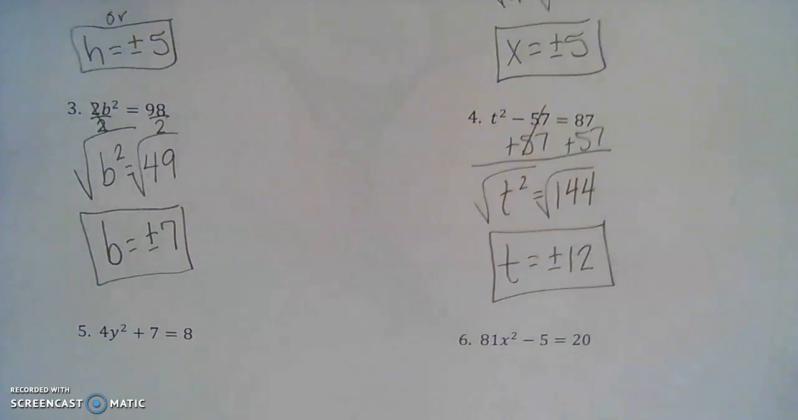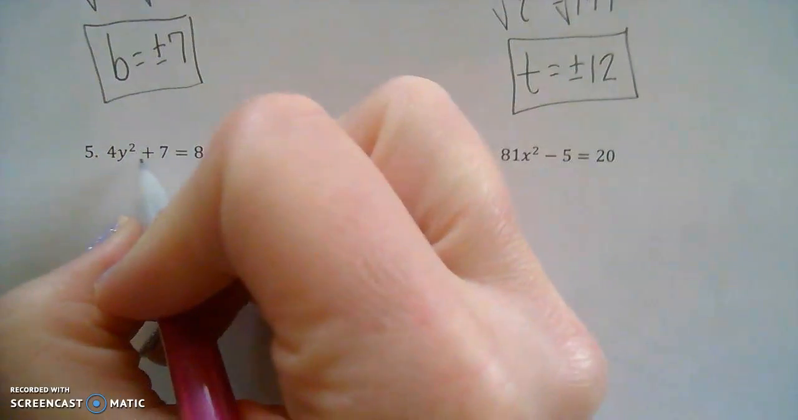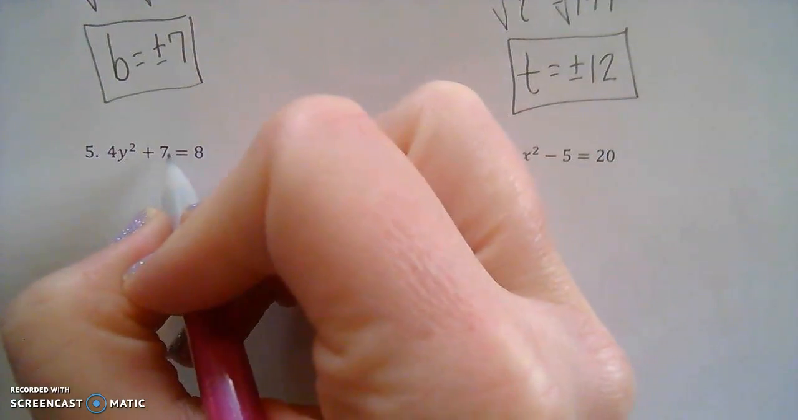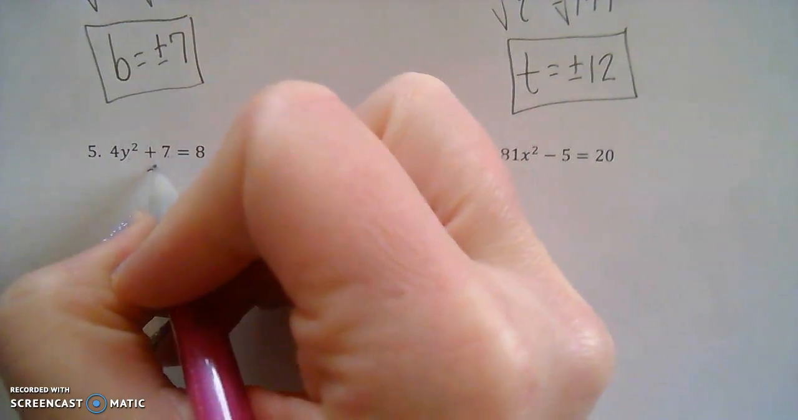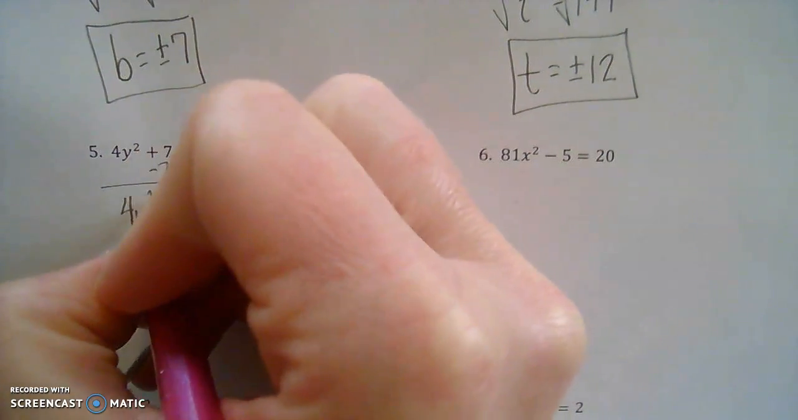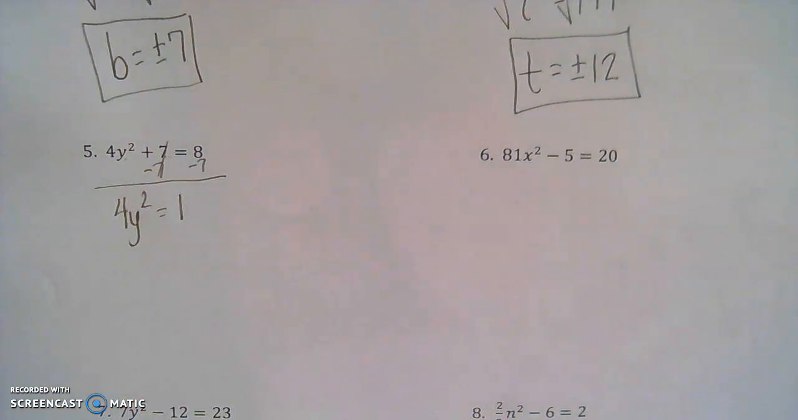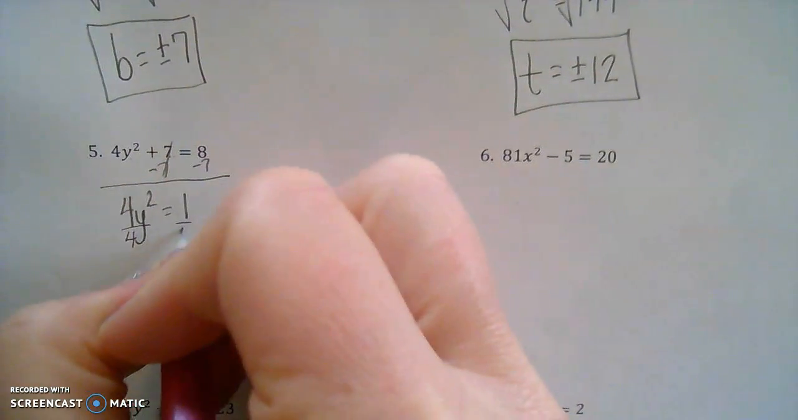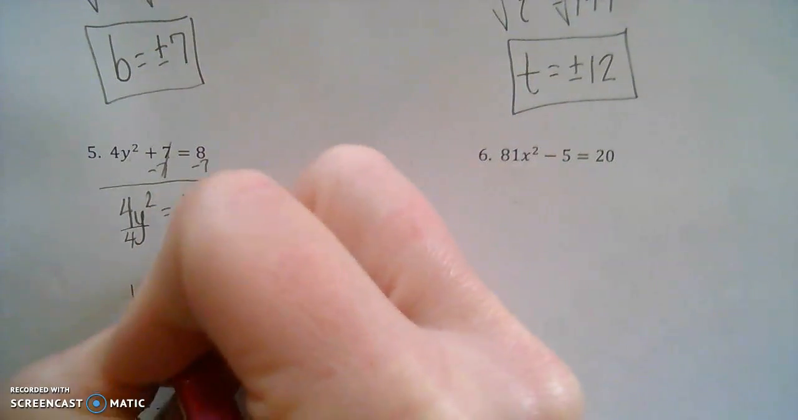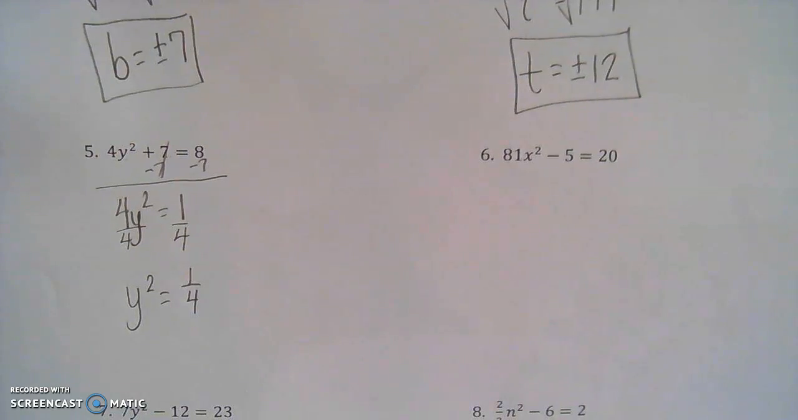All right, these next two are a little tricky because they're going to end up being fractions. This is why we leave everything as simplified fractions. So again, to get y squared by itself, first I need to get rid of the plus 7. So minus 7 from both sides. 4y squared equals 1. Divide by 4, divide by 4. We leave it as 1 over 4. We do not make it 0.25. No decimals allowed.